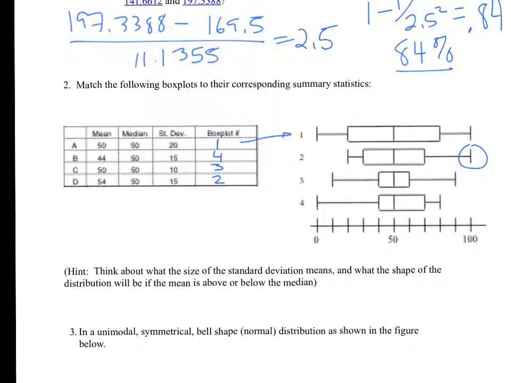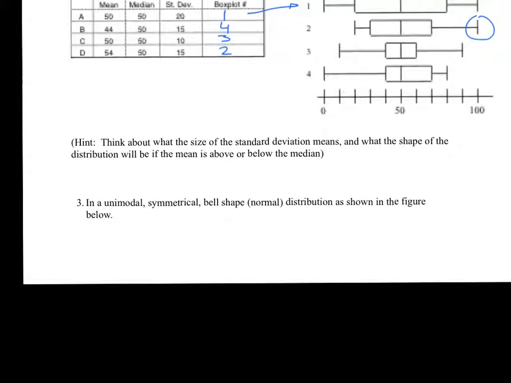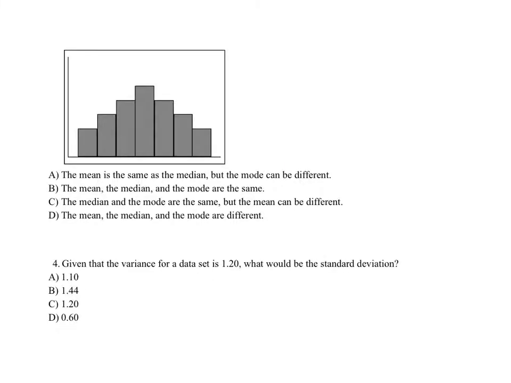Moving to the next question. In a unimodal symmetrical bell-shaped figure as shown in the figure below. Oop, that must be on the next page. There it is. What do we got here? Well, we know that it's like this. It's unimodal, so the mean, median, and mode must all be the same.